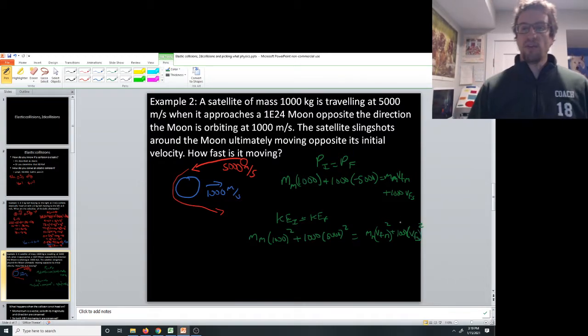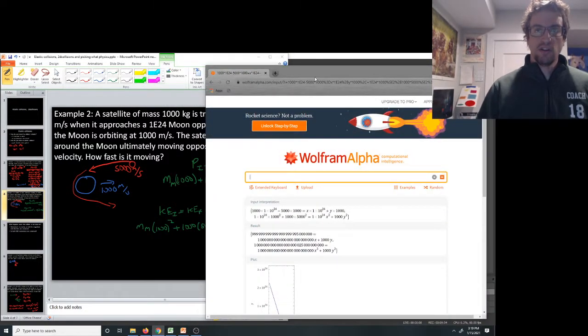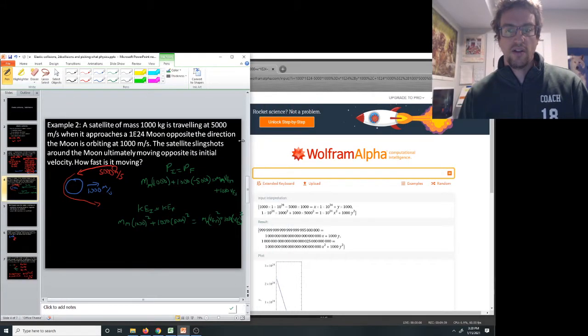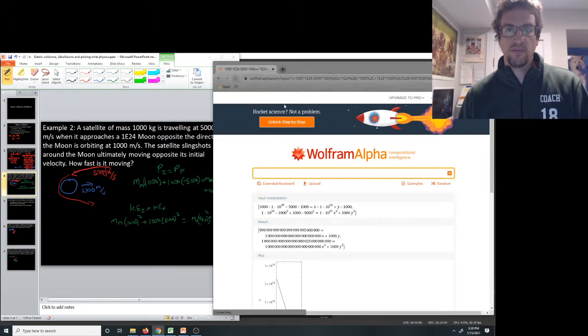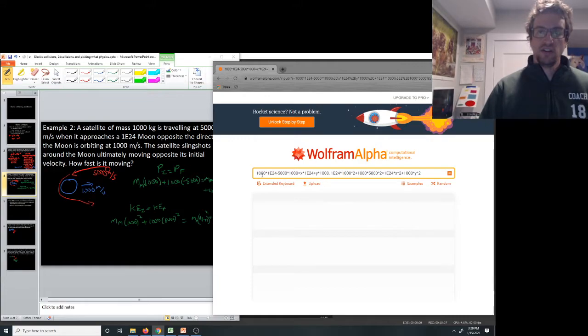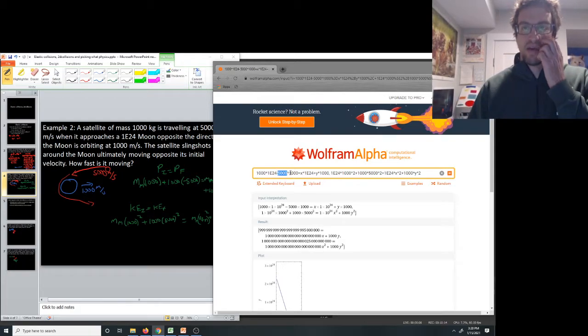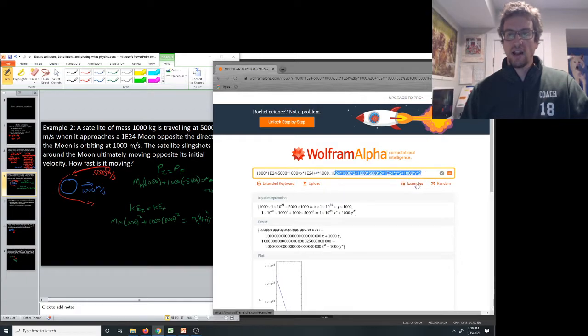Now, this is going to be complicated to plug in. The actual substitution of this is pretty painful, so I can type it in here. I'm going to type these two equations in. There's my momentum equation: mass and velocity of the moon, mass of the moon, velocity of the satellite, mass of the satellite. X is my velocity of the moon. Y is the velocity of the satellite after the slingshot. And I do the same thing with the kinetic energy equation.